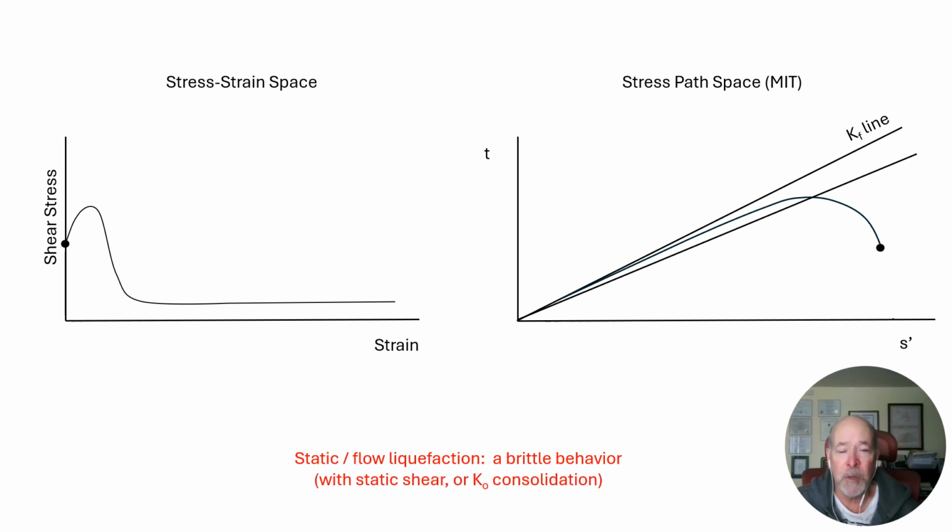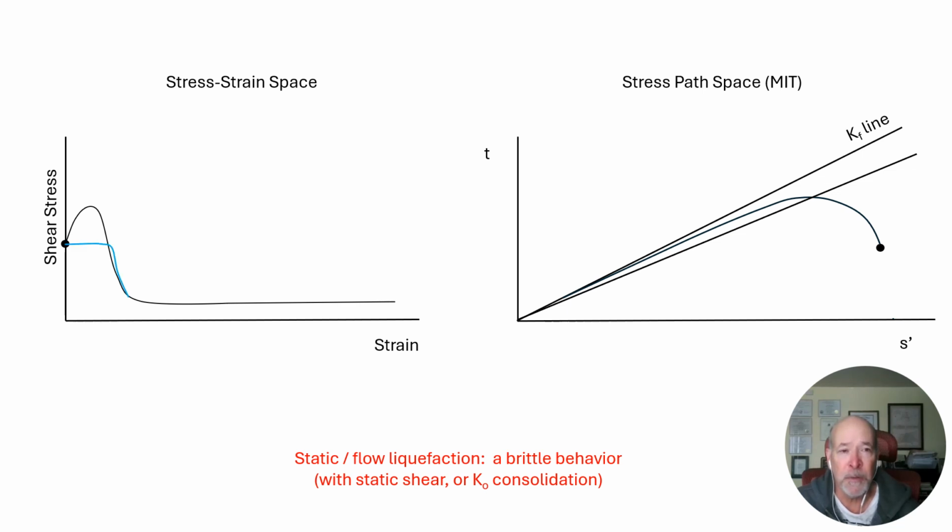Now we can also have a condition where we're not starting at the origin, like we showed on an earlier consolidation path. We don't have to be on the x-axis if it's K-naught consolidated, or if there's static shear, like there might be on the outside slope of a dam. So we're not starting at the origin. We have some condition where the point is elevated off of the horizontal axis anyway.